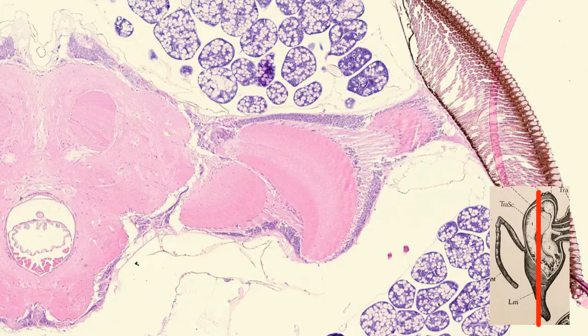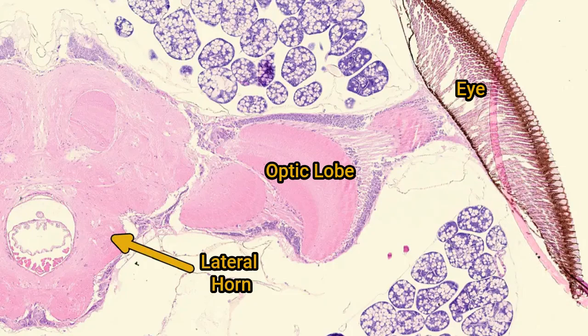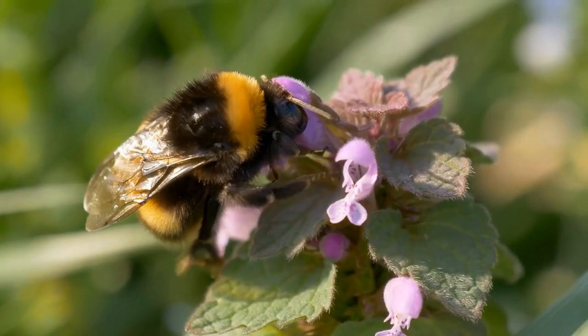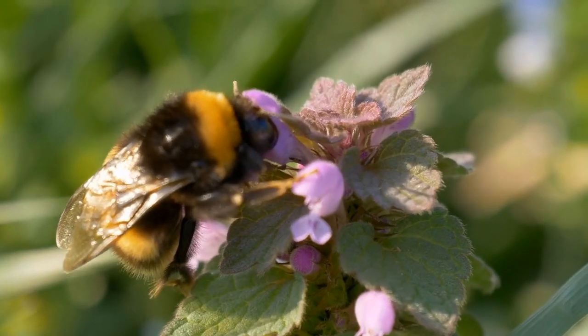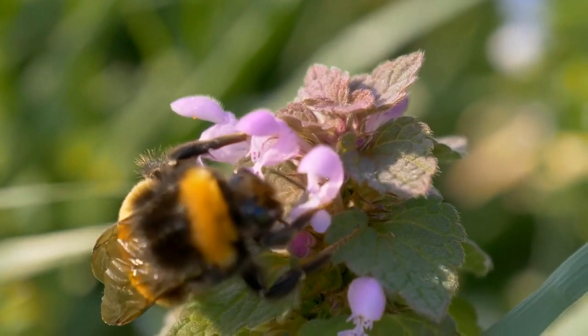One of the most important outputs of the antenna lobe is its connection to an area of the brain called the lateral horn, which is responsible for odor valence. In other words, distinguishing between attractive and aversive smells, such as floral scents versus toxic substances.